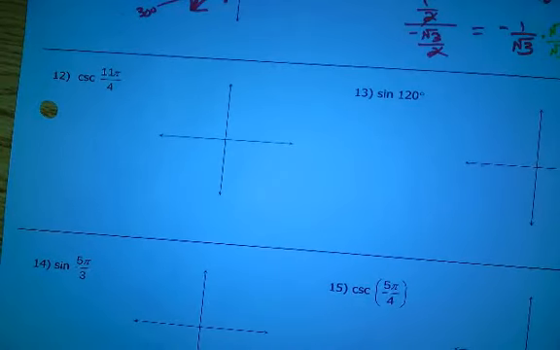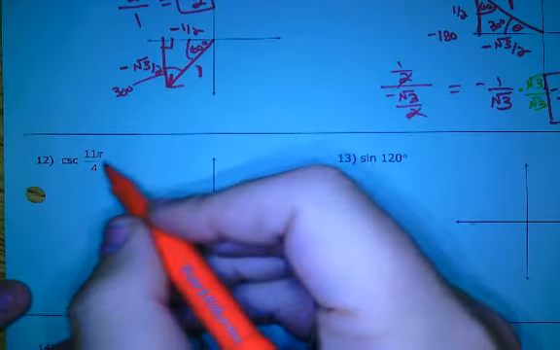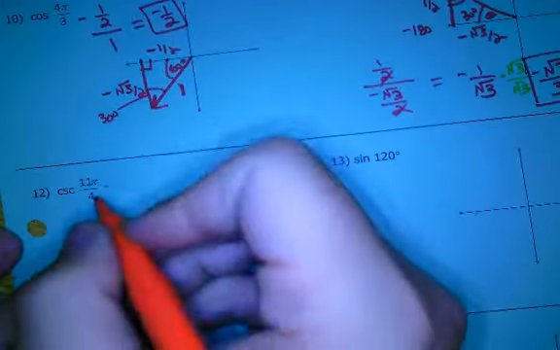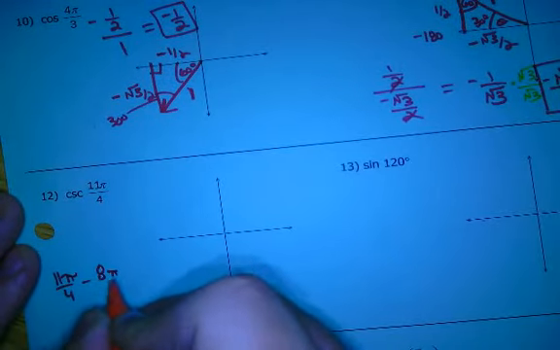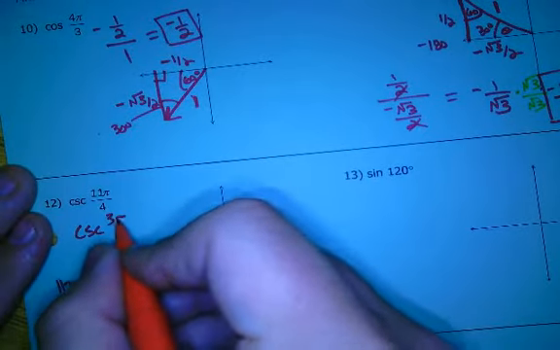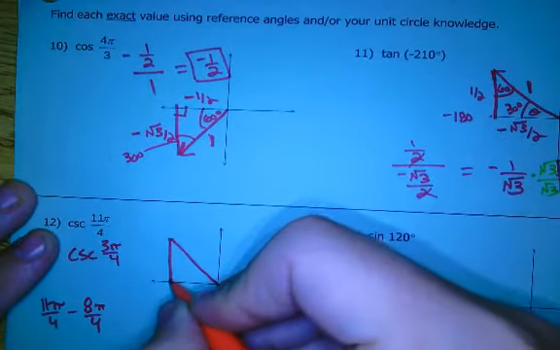So we have cosecant of 11 pi over 4, which means we're going to be talking about 45 degrees. We've got to figure out which quadrant it's in, though. It took more than a whole cycle. So if I take 11 pi over 4 minus 8 pi over 4, because that's a whole cycle, I'm going to get cosecant of 3 pi over 4, which is in Quadrant 2.